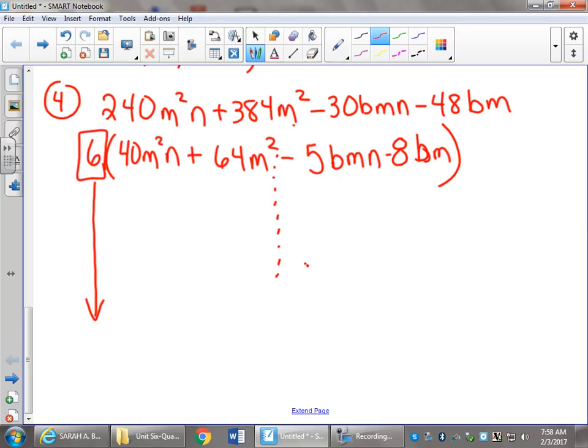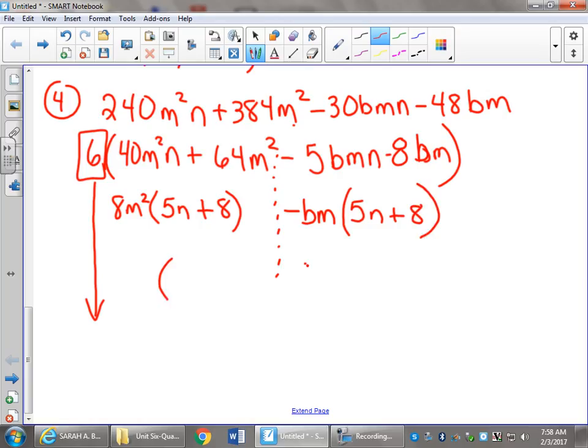Splitting this in half, I'm looking for the GCF amongst those 2 terms. We're going to factor out an 8m squared. That will leave me with 5n plus 8. On the other side, we're going to factor out a negative bm. There's not a number that goes into 5 and 8, but we'll factor out the negative and a b and an m factor. And that will leave us with 5n plus 8. So I will get 5n plus 8 times 8m squared minus bm.